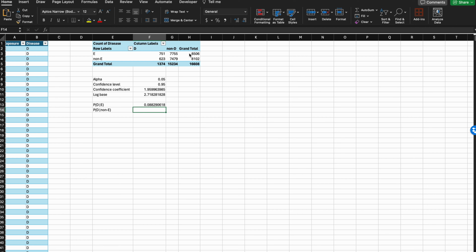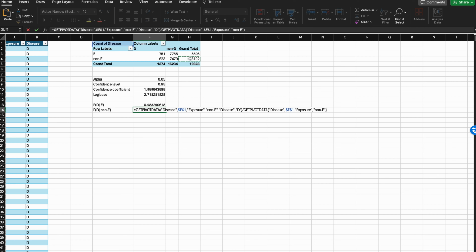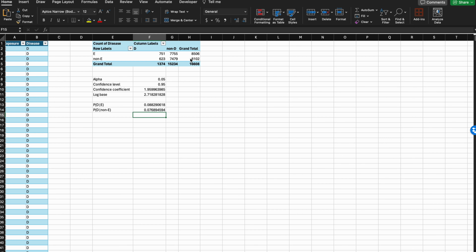Now I want to compare that to the probability of disease for those that were not exposed. So that's going to equal, there's my disease column still, so it's going to be 623 out of the 8,102 that were not exposed. And we see the probability of disease given non-exposure. Now the risk difference is very simply the difference between those two probabilities. So the next four values that I want to calculate are the risk difference, our margin of error around that risk difference, and then the lower and upper bounds for the 95% confidence interval.